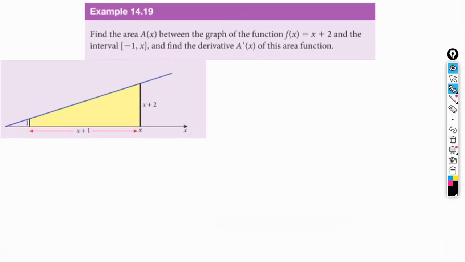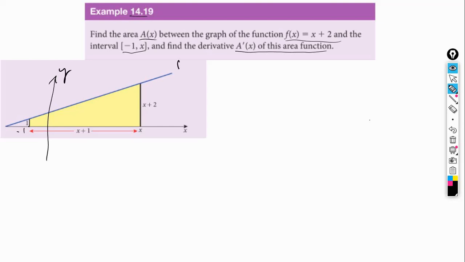Okay, so the next slide is example 14.19, and they want us to find the area A(x) between the graph of the function f(x) equals x plus 2 and the interval -1 comma x, and then find the derivative of this area function. Notice that if this is -1 here, the y-axis should be around here somewhere. So this is not an x-intercept. The height at x equals -1 is going to be 1. How do we know that?